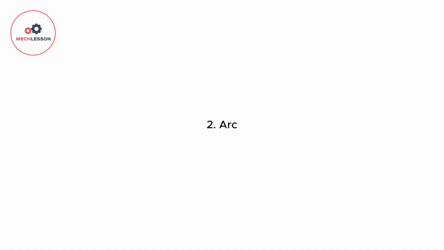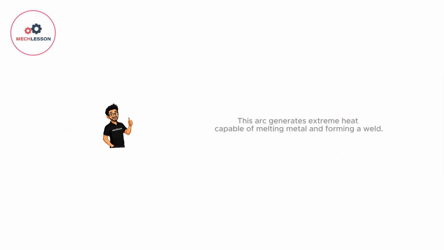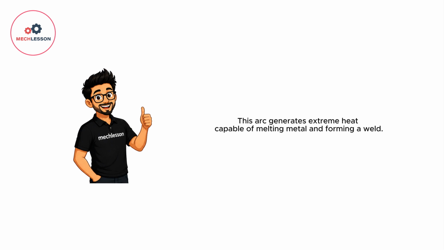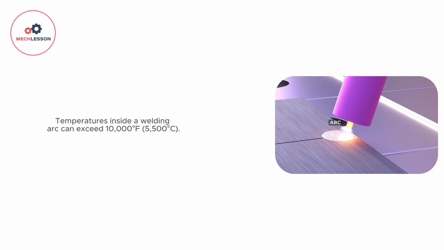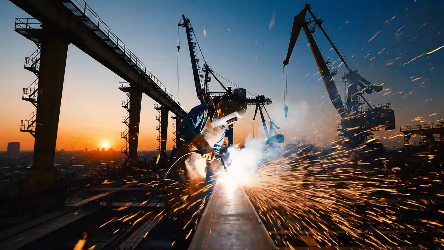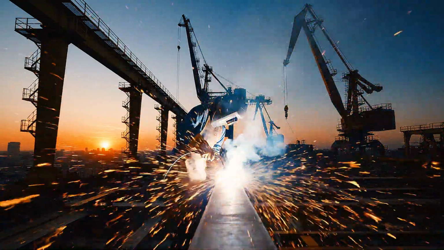2. Arc. The arc is the heart of most welding processes. It is the electrical discharge created between the electrode and the base metal. This arc generates extreme heat, capable of melting metal and forming a weld. Temperatures inside a welding arc can exceed 10,000 degrees Fahrenheit or 5,500 degrees Celsius. Without the arc, there is no welding. That's why experienced welders spend years mastering arc control.